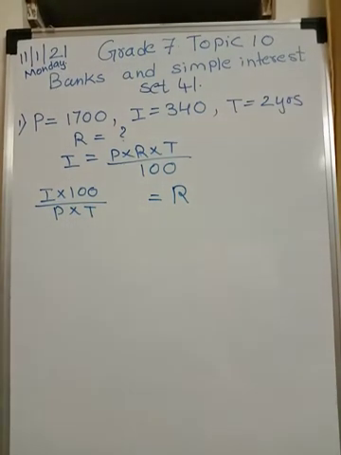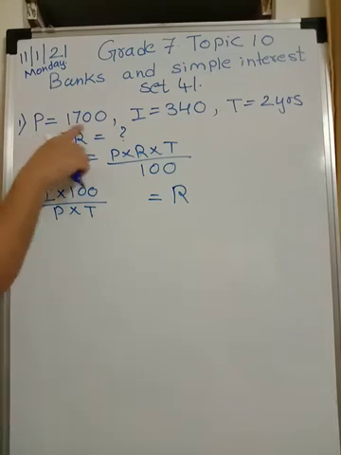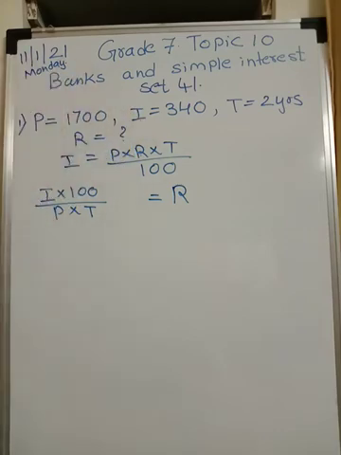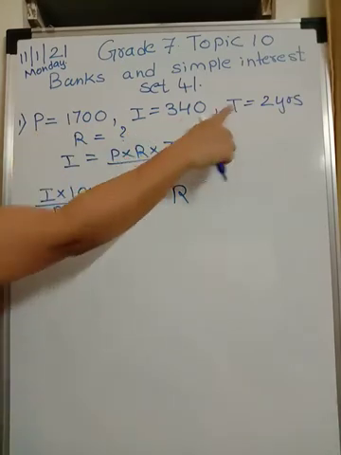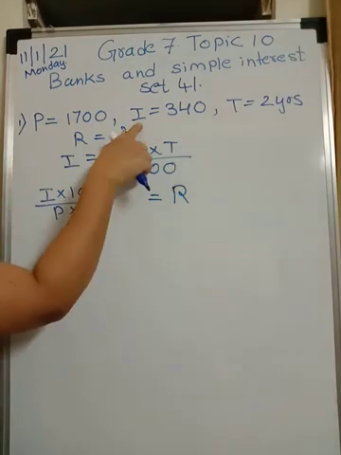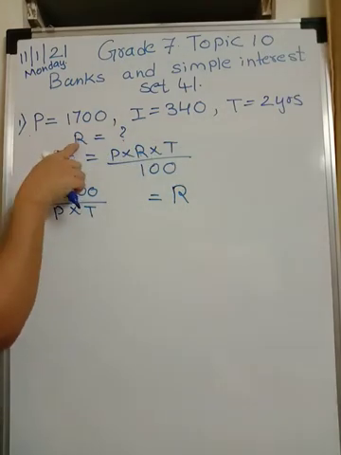Let's go to the first problem from practice set 41. If the interest on 1,700 rupees, that means principal is 1,700 rupees, is 340, so I have written interest as 340 for 2 years. The rate of the interest must be dash. So you have to find rate. Everything is given. Time is given. Interest is given. Principal is given. You have to find R.